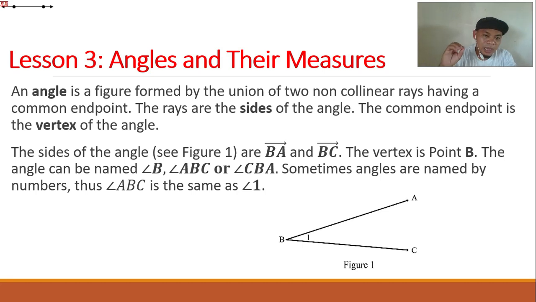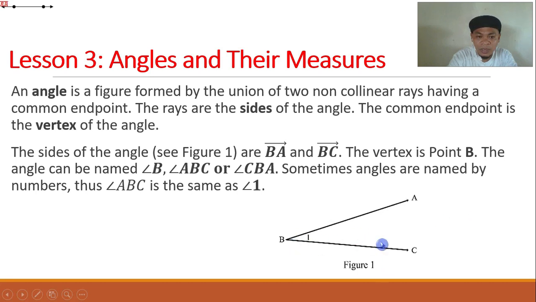So, na-form po yung angle dahil sa dalawang rays. Di ba? Non-collinear. So, yung isa, different direction. Yung isa, different direction. Pero, nag-share po sila ng endpoint. Di ba? Having the same endpoint. Okay. At tapos yung endpoint nila, tinatawag natin vertex of the angle. So, we have here the figure.